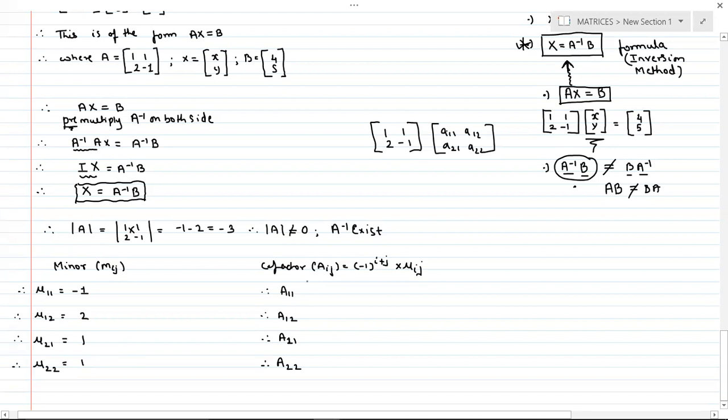So here we got the minors. After finding the minor, we have to find the cofactor, and we know how to find it. It is very simple: minus 1 to the power 1 plus 1 into M11. So minus 1 to the power 1 plus 1, that is 2, into M11, which is minus 1. Minus 1 squared will be 1, into minus 1, so the answer will be minus 1. Whenever the power is even, the answer will always be positive, and whenever the power is odd, the answer will always be negative.